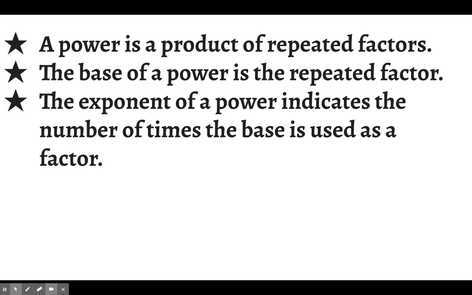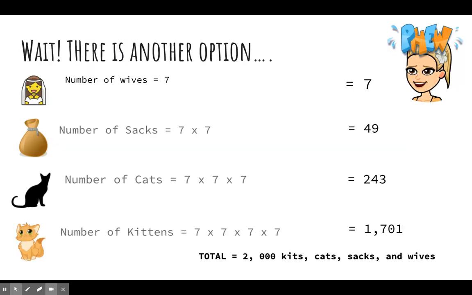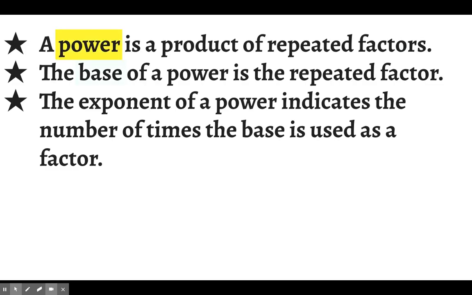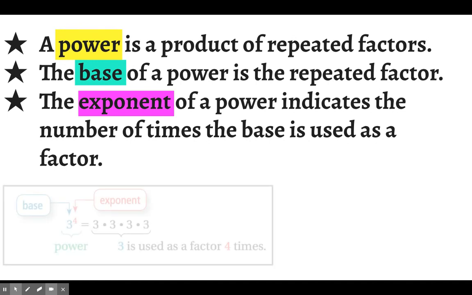So what we looked at was the power, which is a product of repeated factors. Okay. In this case, our power, for example, maybe kittens was to the 4th power, 7 to the 4th power because there were 4 of them. Our base in this case was 7. 7 was our base number that we were dealing with every time that we had to multiply itself. And a base of a power is the repeated factor. The exponent of a power indicates the number of times the base is being used as a factor, okay?